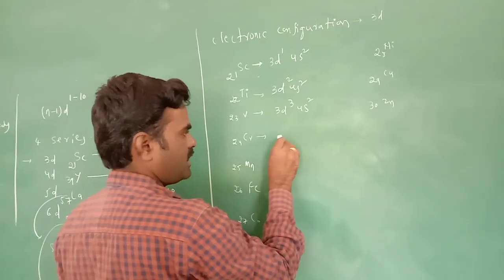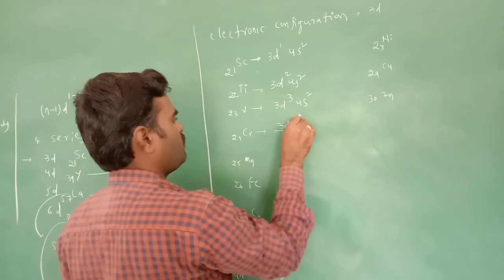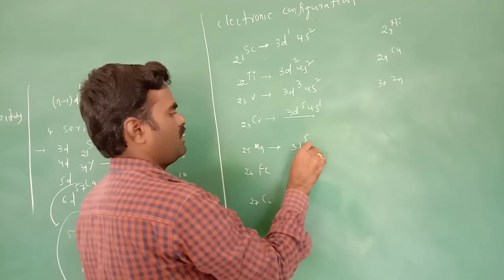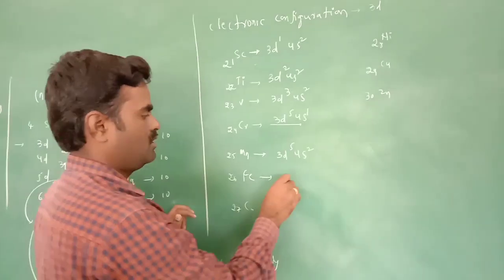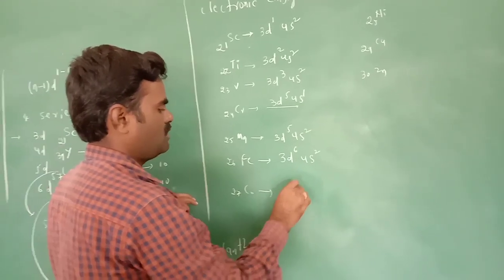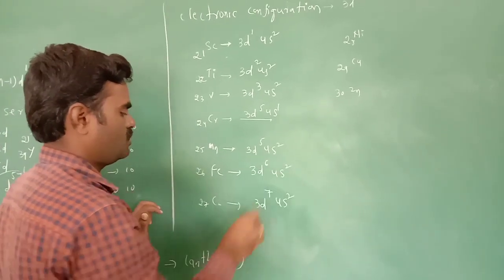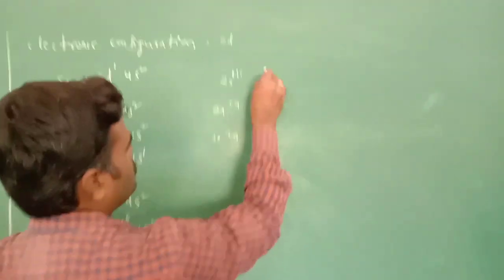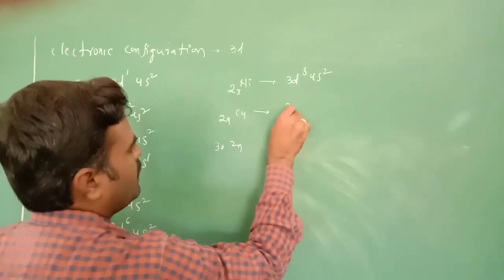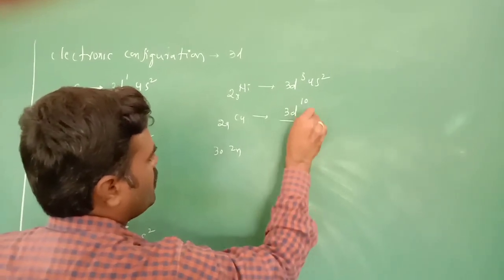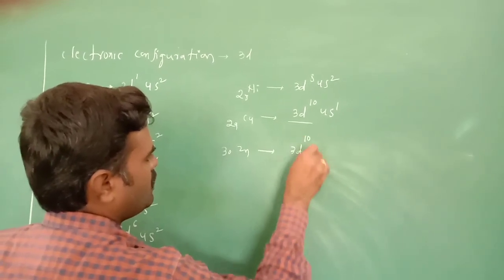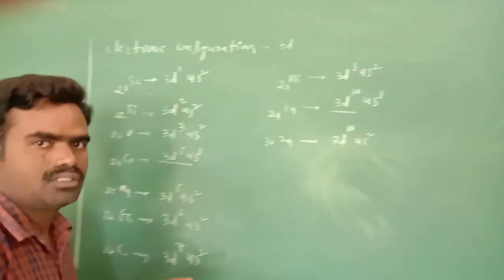Next, chromium is an exceptional case: 3D5 and 4s1. Next, manganese 25: 3D5 and 4s2, and iron 3D6 4s2, 26, and cobalt 3d7 4s2, 27. Coming to nickel, 3d8 and 4s2, 28. Next, an exception for copper, 3d10 and 4s1. Next, zinc 30: 3d10, 4s2, 2 plus 10 is 30.